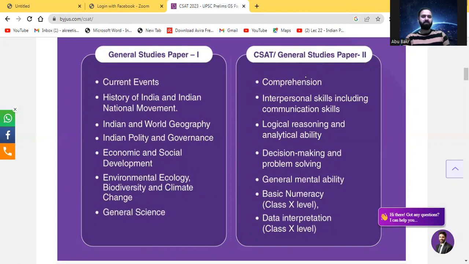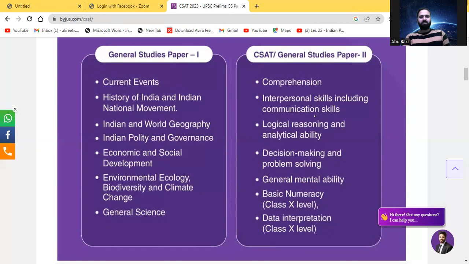The first component of this CSAT syllabus is comprehension. In comprehension, you will be given analytical passages, I must say. You are required to go through the passage a couple of times, and once you go through the passage properly, you are given certain questions related to the passage. If you have properly analyzed the passage, only then can you attempt those questions.